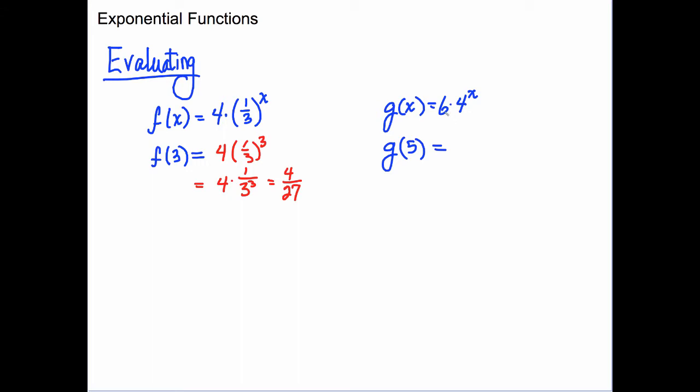Next, we evaluate the function 6 times 4 to the x. And this will be 6 times, well, 4 to the x happens to be 1024. And 1024 times 6 is 6144. So that's how that function evaluates.